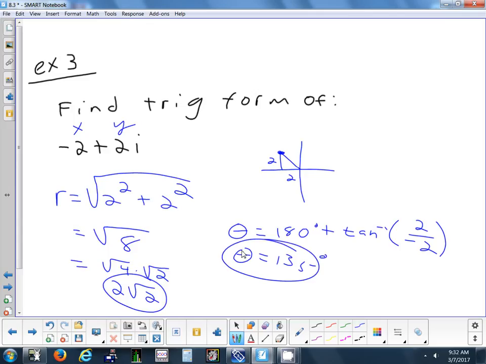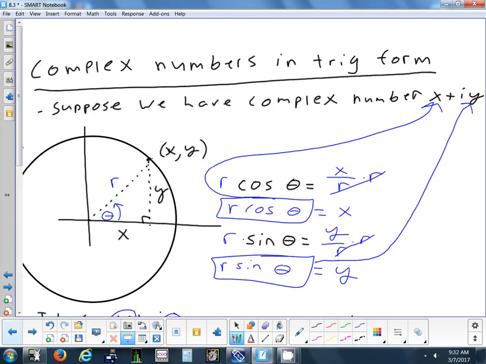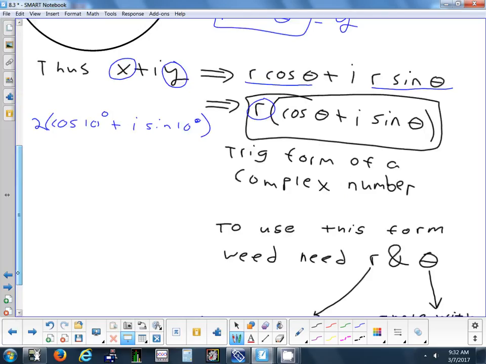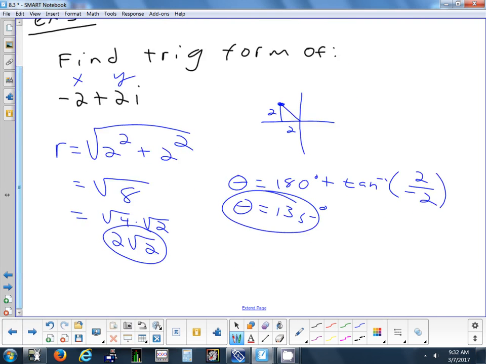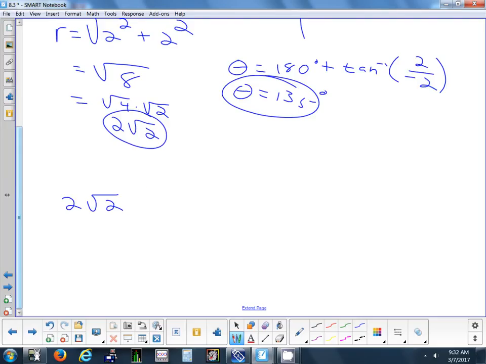Now, that's not the way we write the answer. We have the two things we need to write it. We just have to plug them into that formula. So write out exactly that formula. Just change r and theta to what we just solved for. Okay, so r is 2 square root of 2 cosine 135 plus i sine 135. That is the final answer.